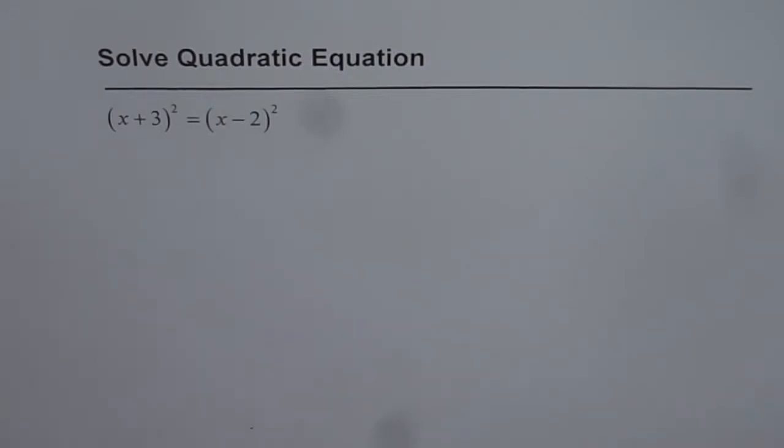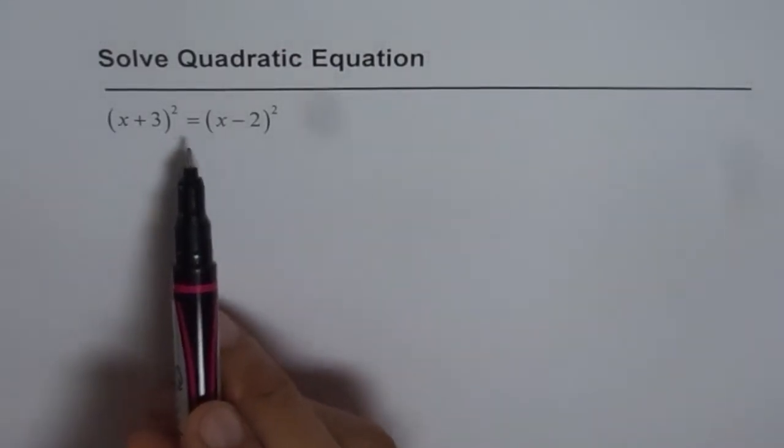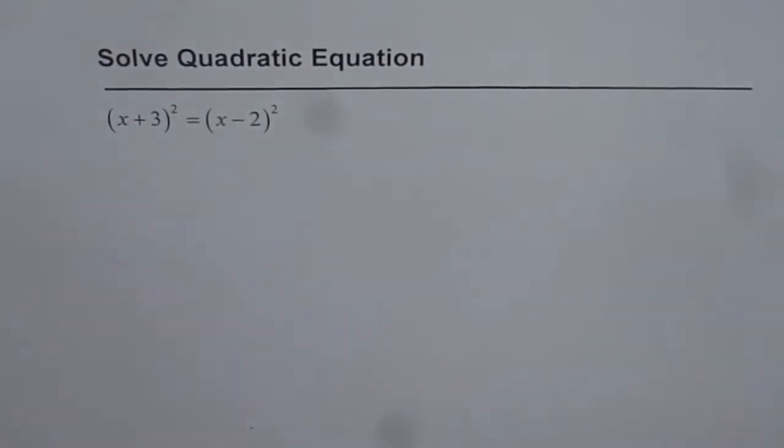I'm Anil Kumar, and now we'll explore how to solve quadratic equations. We have an excellent example here. It says (x + 3)² = (x − 2)². So we have square terms on both sides.